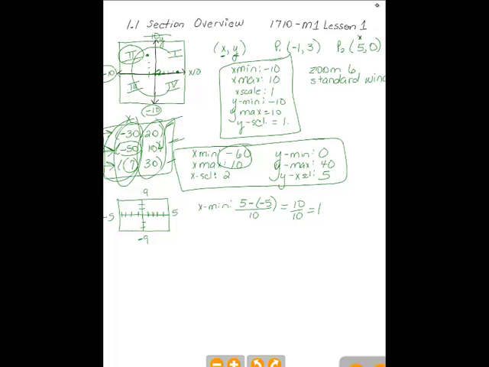So my x scale would be 1. X min here would be -5, x max of course is 5. And to find the scale, you just say max minus min divided by number of tick marks. So the scale is equal to the max value minus the min divided by the number of tick or division marks on the axis.